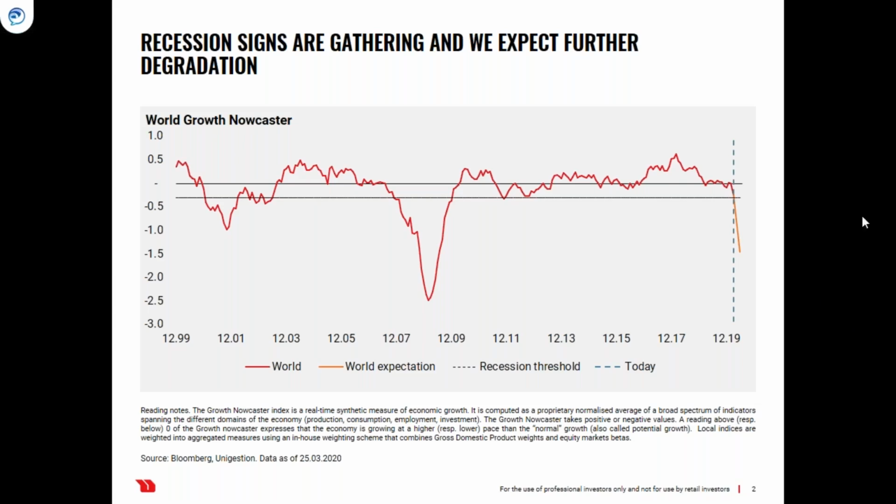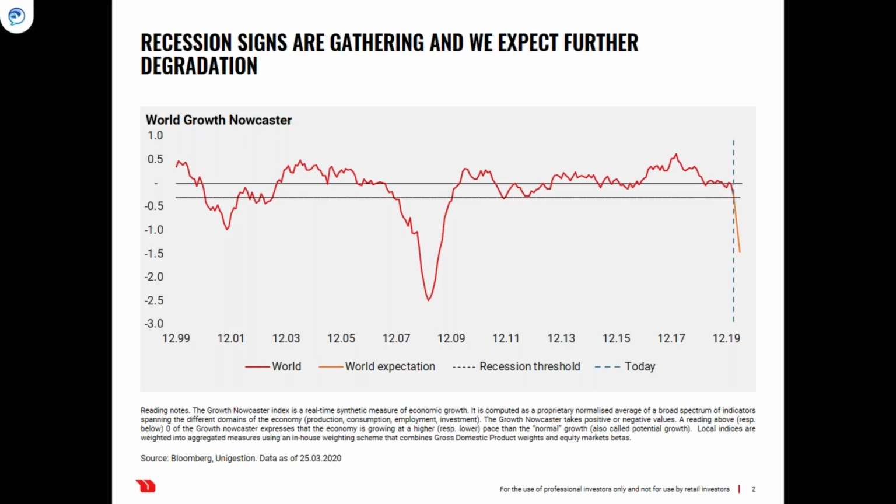The chart you have in front of you is basically our world growth newscaster. It's a mixture between different economic data series that are recomputed on a daily basis that helps us track what's currently happening in the world in terms of growth and where we can see the risk now in terms of recession. And as you can see from this chart, we've had recently a downturn in the economic data that you can already see if you follow close enough this red line.